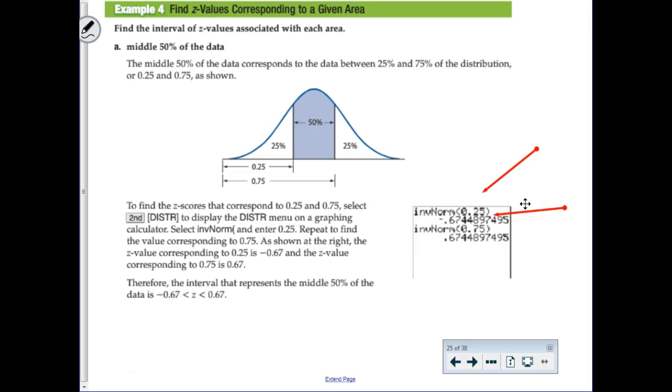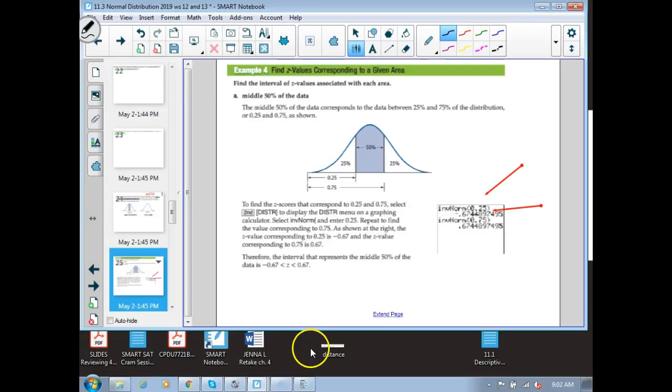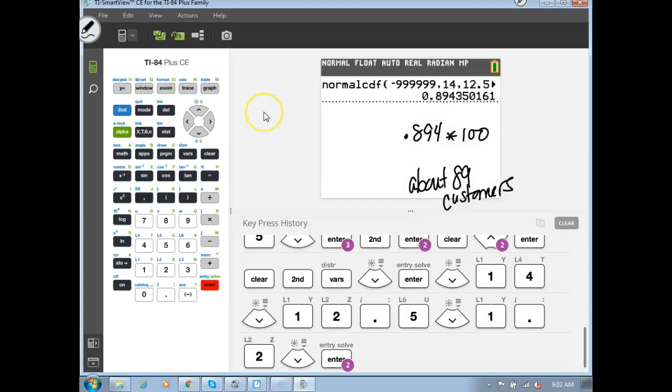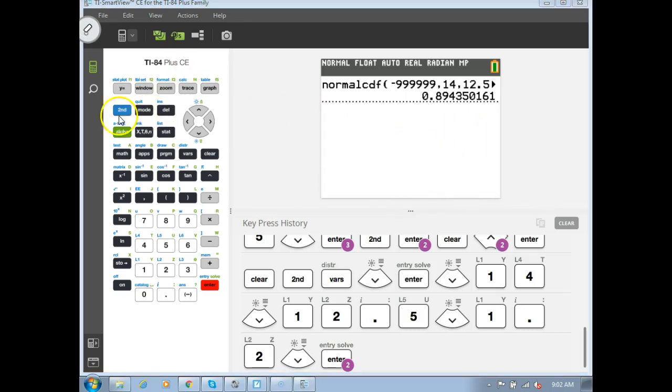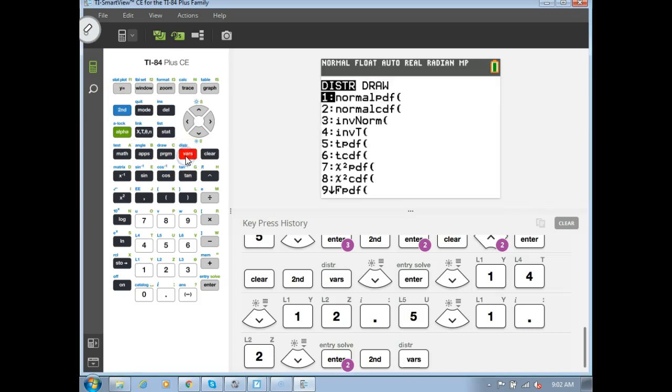All right, on our calculator. This question said, between what two z-values is associated with the middle 50% of the data? So what happens on your calculator is they typed inverse norm. Go back to that, I think it's that same menu. I need to stop writing on my calculator. And number 3 right there is inverse norm. Choose that.